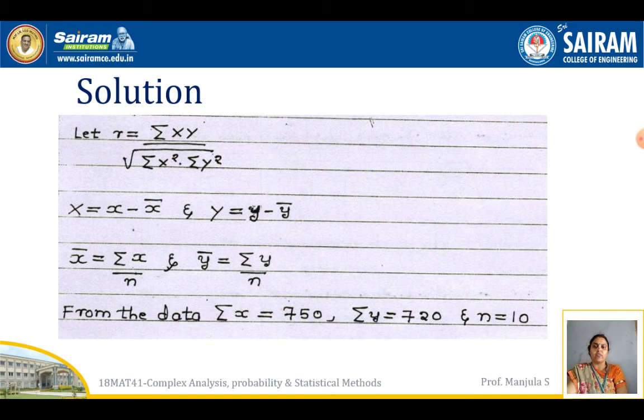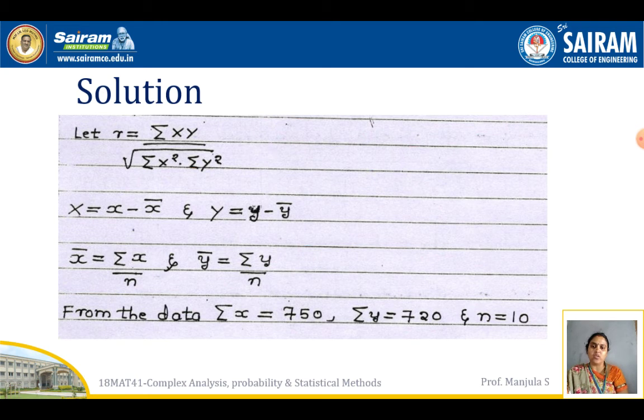We'll use that first formula only, that is r equals summation of XY divided by square root of summation of X square into summation of Y square. Capital X is x minus x bar and capital Y is y minus y bar. First we have to find x bar and then y bar, that is summation of x by n, summation of y divided by n. So first we have to construct the table.